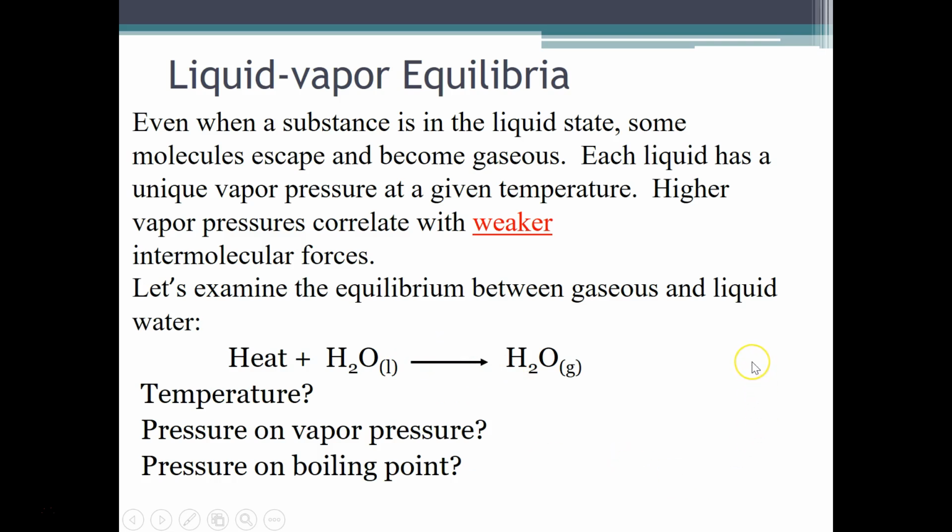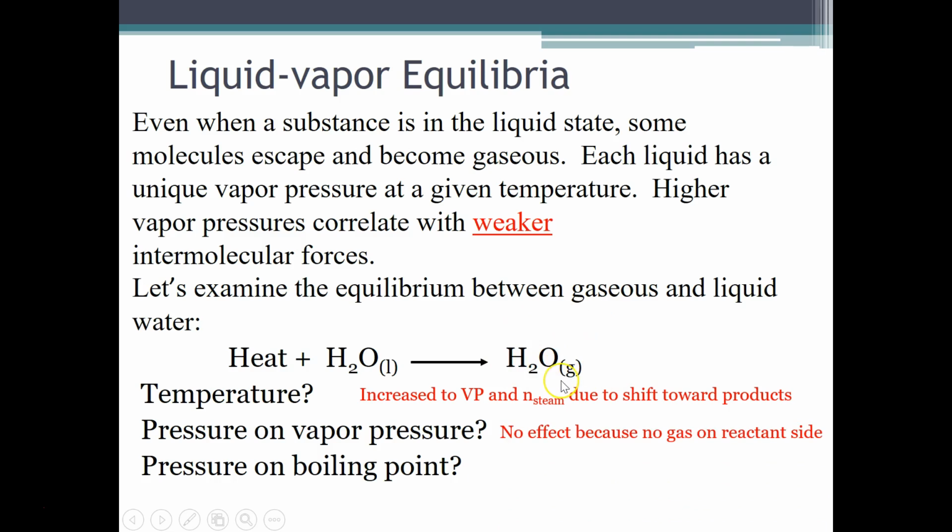We know that evaporating water is an endothermic process. So if we increase the temperature, because heat is a reactant, then we'll increase the vapor pressure and the amount of steam produced due to the shift toward the products. Now, if we want to look at the effect of increasing pressure on vapor pressure, having more steam represents a higher vapor pressure. If we increase the pressure on this equilibrium, nothing is going to happen because there's only gas on the right side of the equation. So the only thing that will change the vapor pressure is temperature.